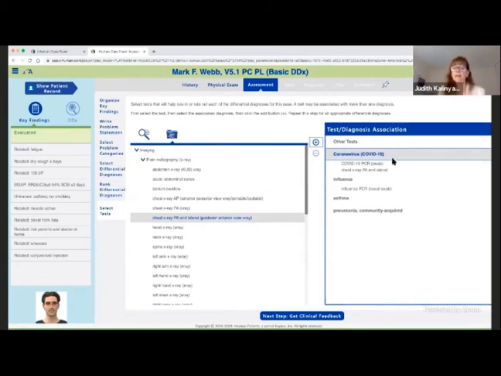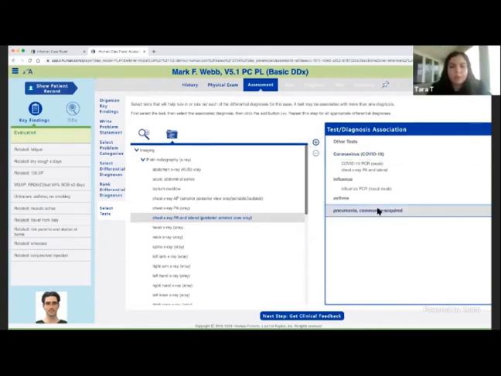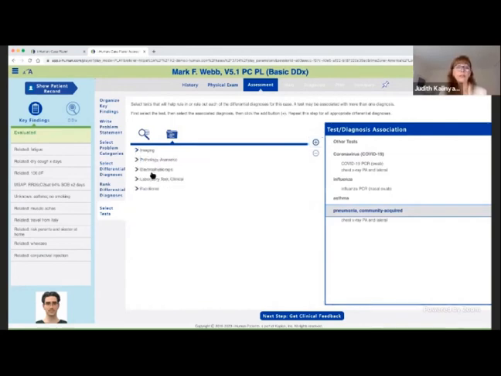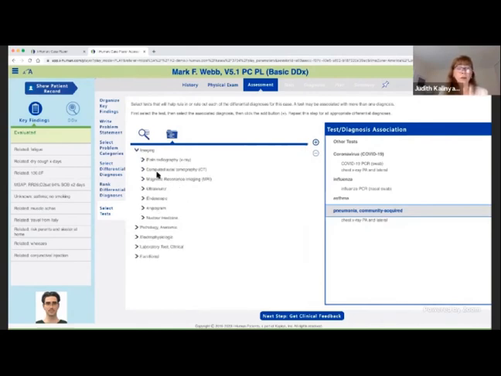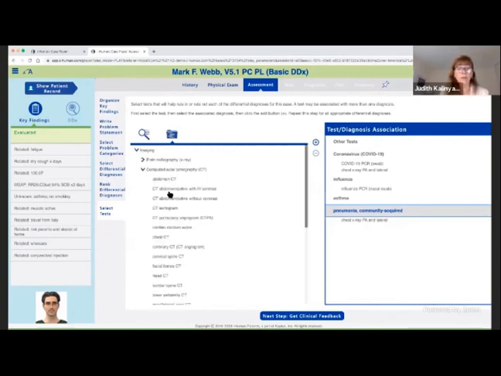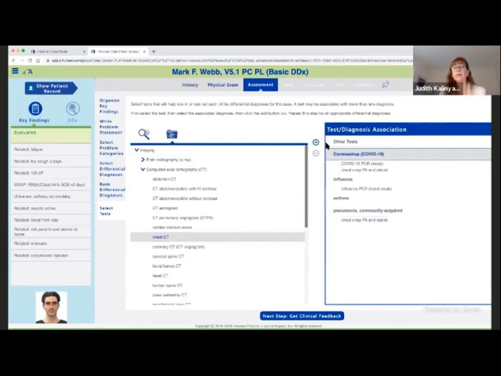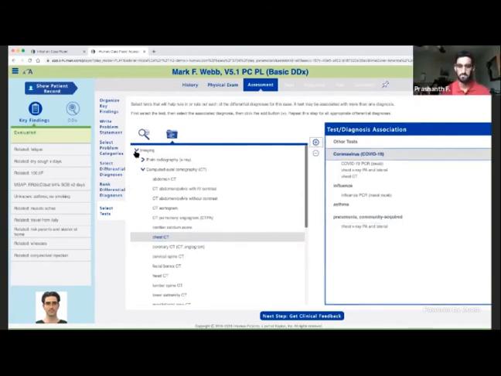What else? Any other places that we want a chest X-ray? Chest X-ray goes under pneumonia. Pneumonia as well. We'll put it there. And then we want to get a CT. So you can see this file folder system just makes it easier for me to find what I want to do. So we'll do a chest CT, and we'll put it under coronavirus. Anything else we want to order?